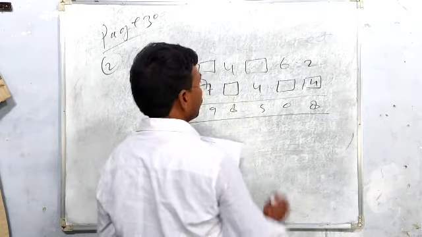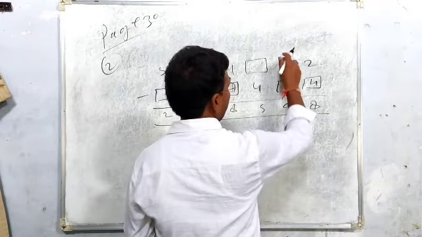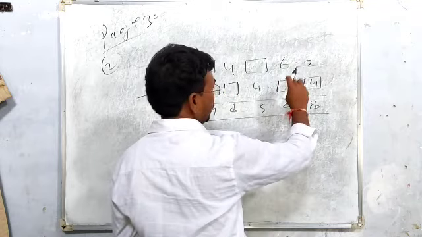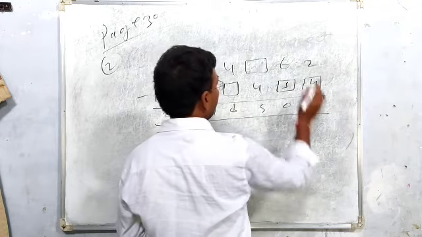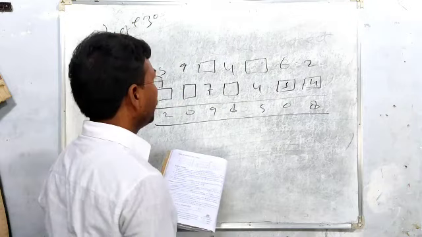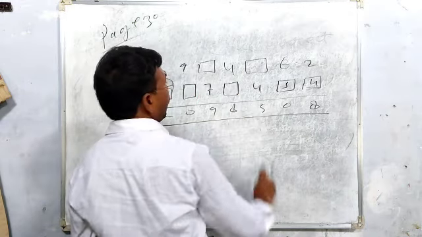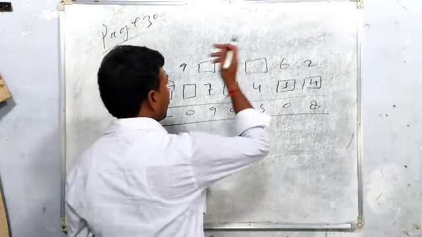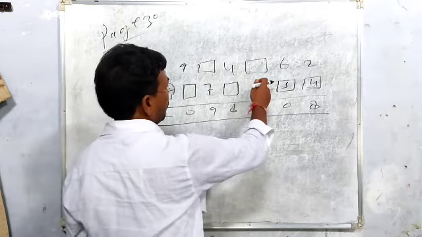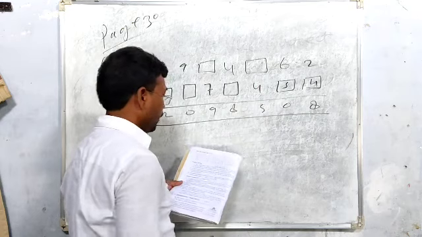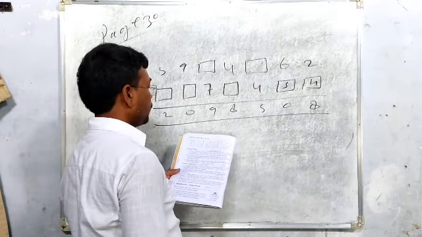And similarly here should be 5, because here 5 is remaining. So which number subtracted from 5 becomes 0? So here should be 5. And then here 5 is remaining. Which number subtracted from which number, with 4, becomes 5? So what should be here?